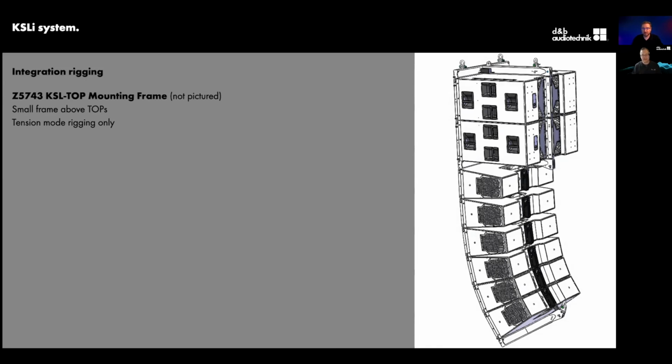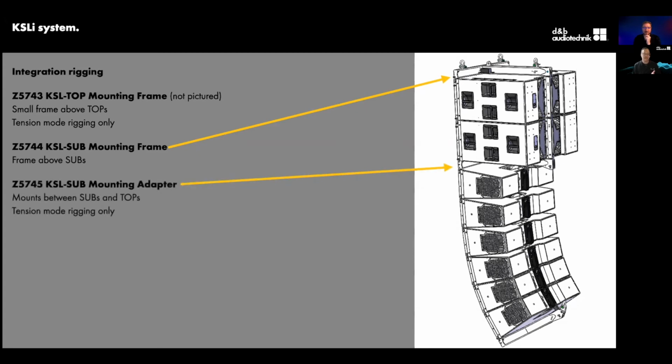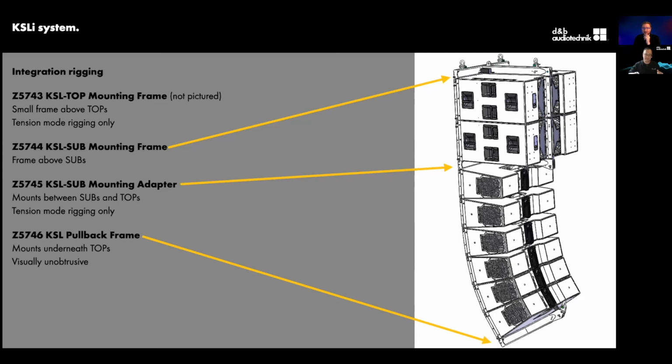So cutting down on cost and cutting down on weight, we can have some other integration rigging associated with that. Or if we're going to do a couple of subs with KSL tops underneath, let's go ahead and have a separate frame for that, right? Or even the transition frame in between to do that transition from the subs to the tops. So once again, these are things they're thinking of that will be valuable for installation settings. Or if we need to do some extreme pullback angles, we have a frame that can go to the bottom that's pretty unobtrusive, so we're able to achieve those angles.